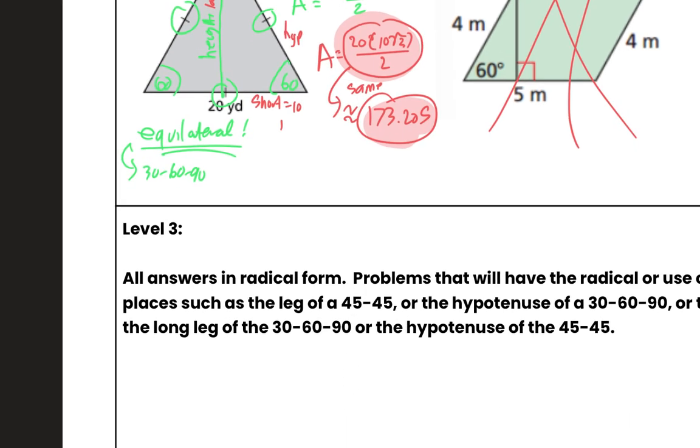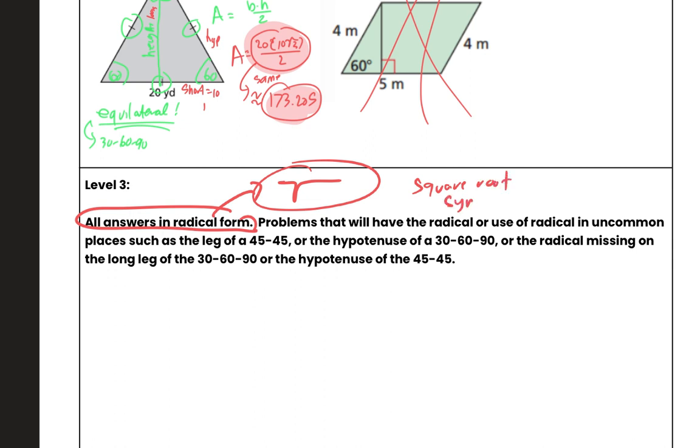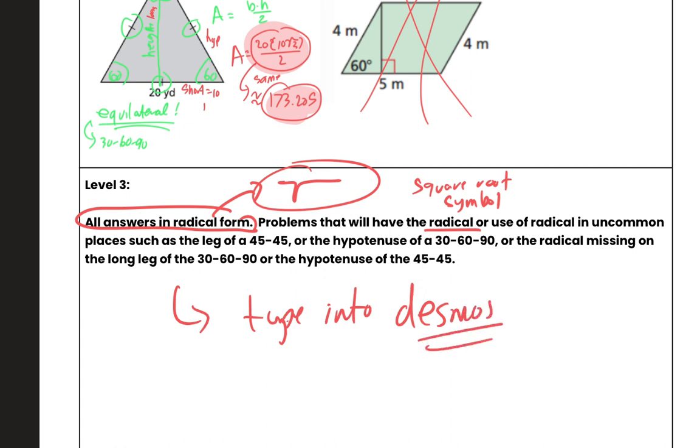All right, so this says all answers may be in radical form. Problems will have radical or use of a radical. So what is a radical? The radical is that square root symbol, that square root symbol that we've been practicing and using in class. So that's what that radical is. When we use that, all we have to do is make sure to type it into Desmos. All right, next. Let's keep it moving.